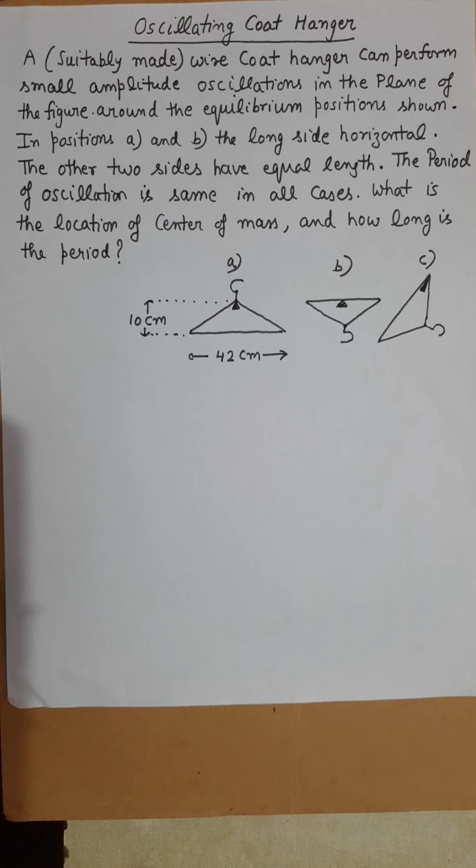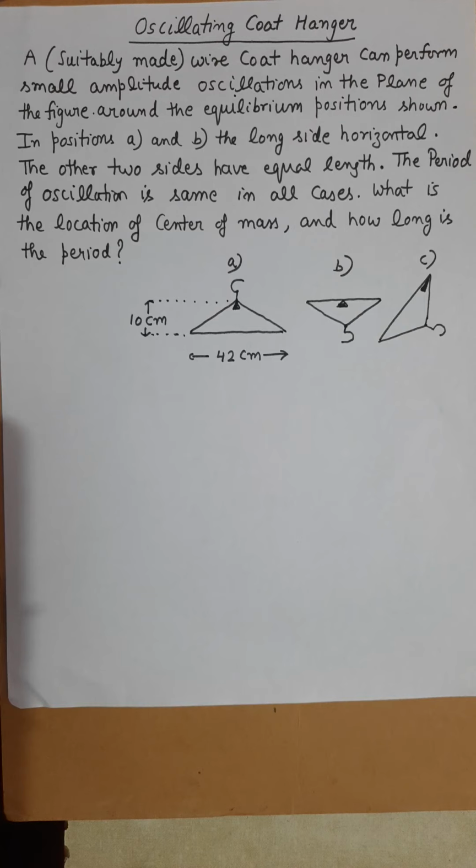But in all three orientations, the hanger is oscillating in the vertical plane by a small angle and with the same value of time period. That is the main point. It oscillates with the same time period in all three orientations, right?